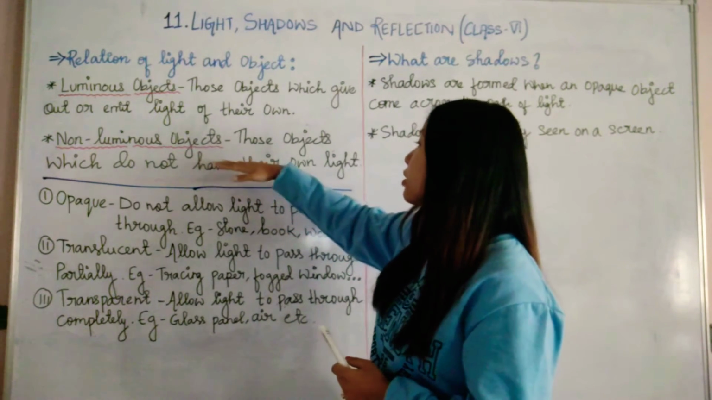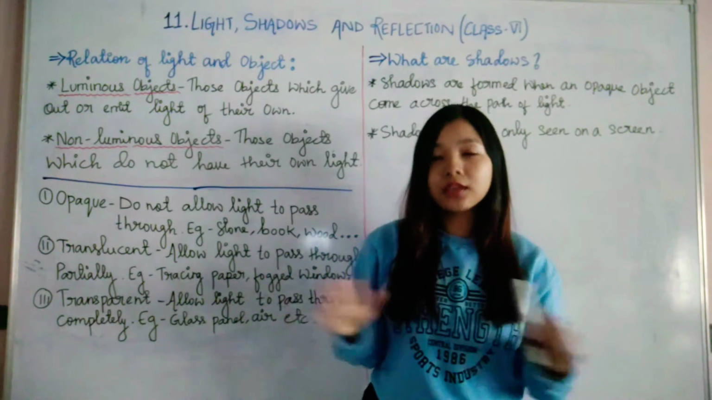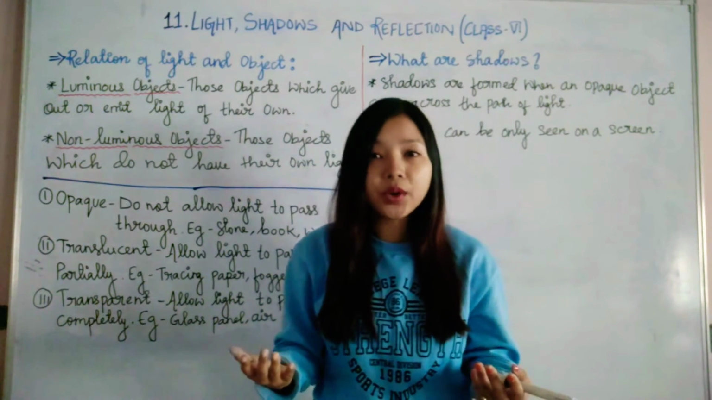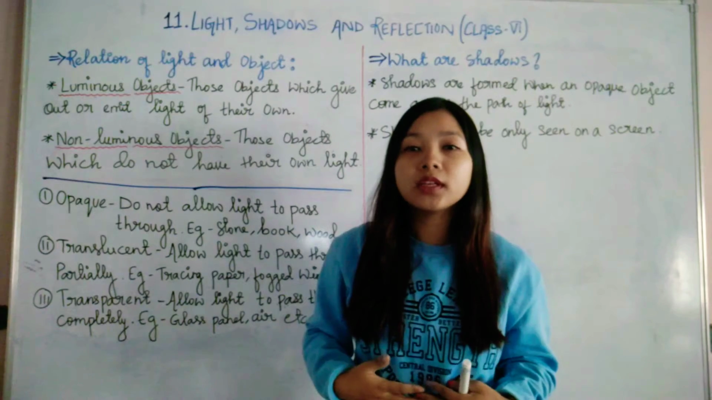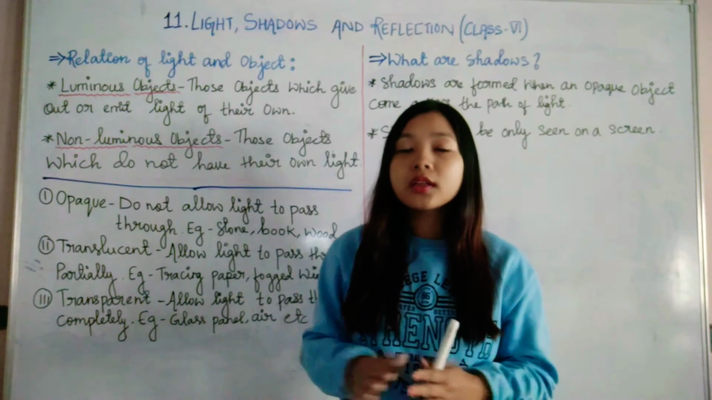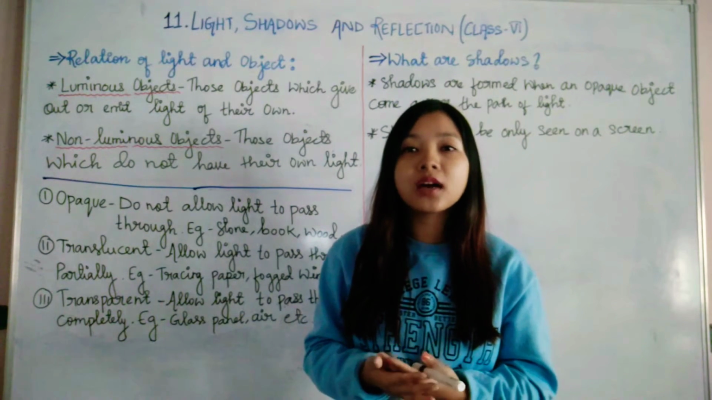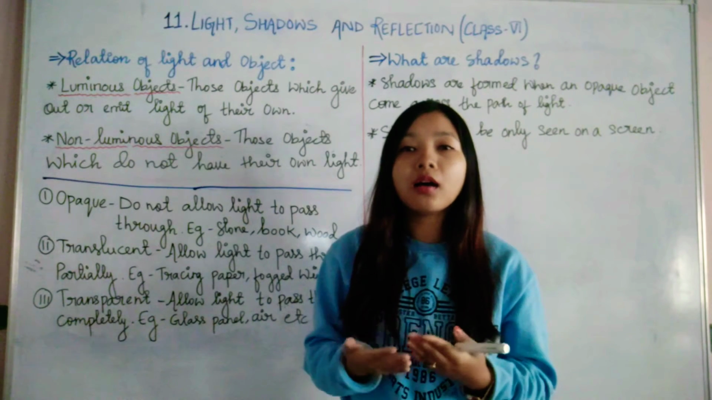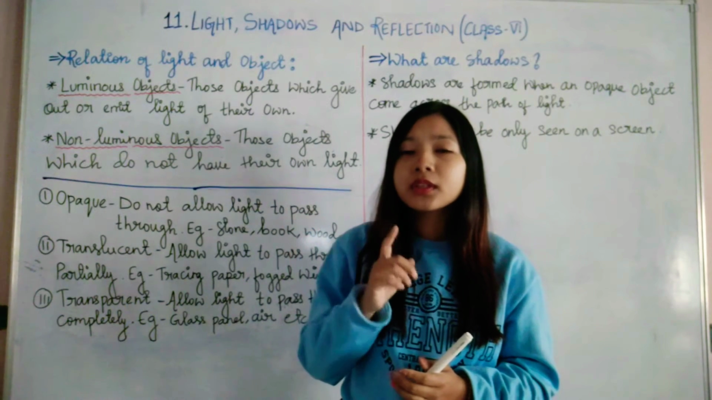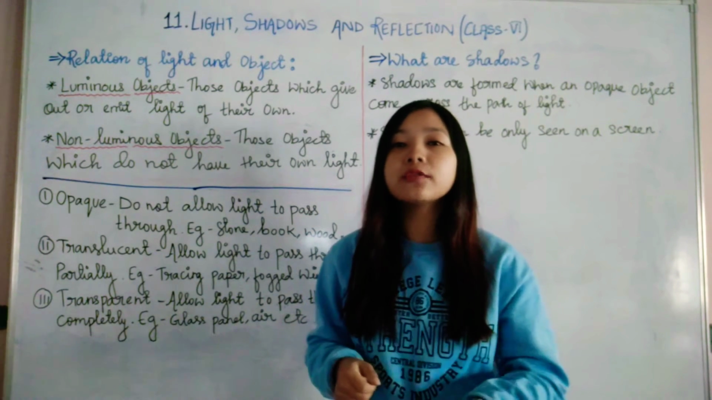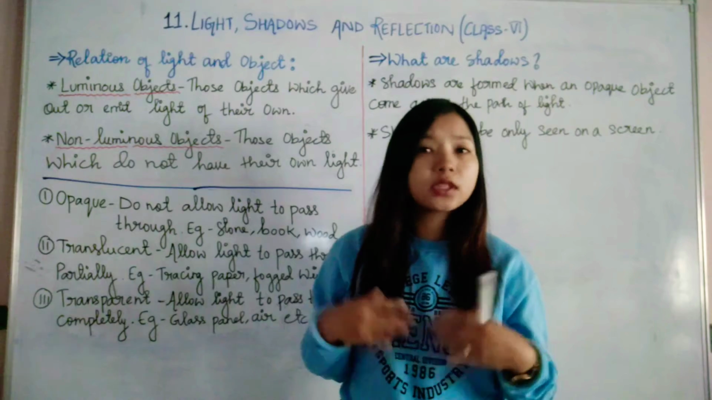Non-luminous objects are those objects which do not have their own light. They do not give out or emit any light of their own. For example, this marker, human body, table, wood, floor, they do not emit any light. Mirrors, diamonds, glass bowls, glasses are also non-luminous objects. But we can see that they shine, right? The shining is due to reflection of light, which we will see in the later part of the chapter.